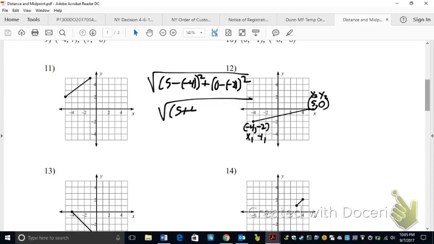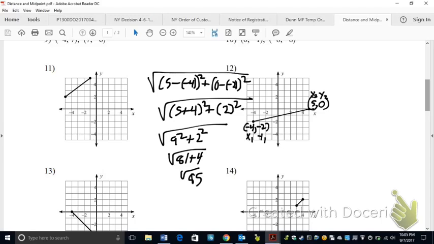So that's going to give me 5 plus 4 squared plus 2 squared, because I have 0 plus 2. I figure you guys can do that in your heads. So then we've got 9 squared plus 2 squared, or 81 plus 4, the square root of 85.